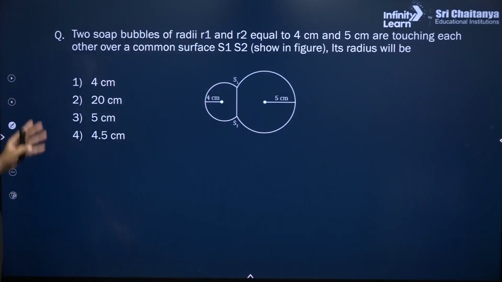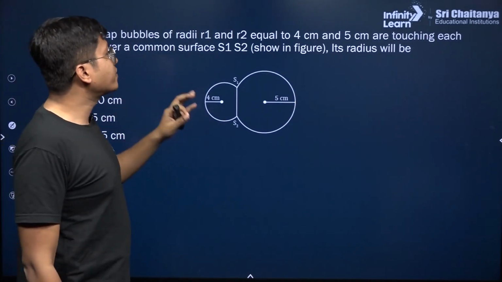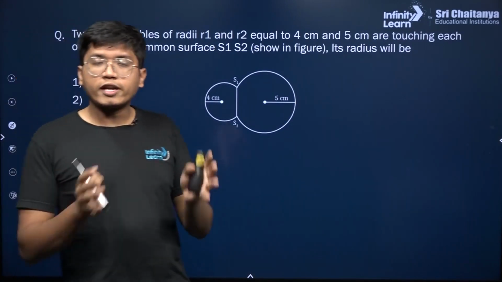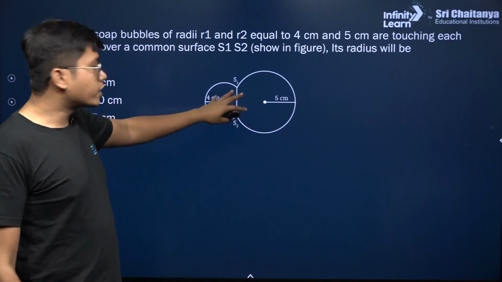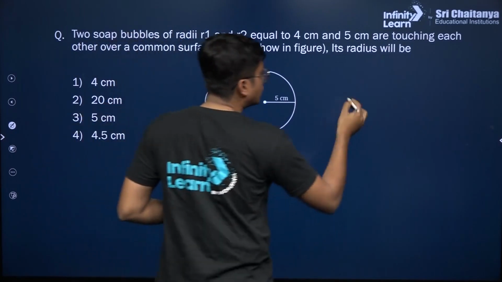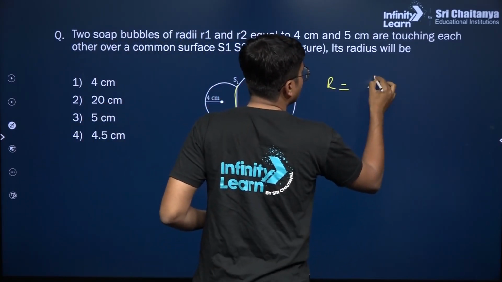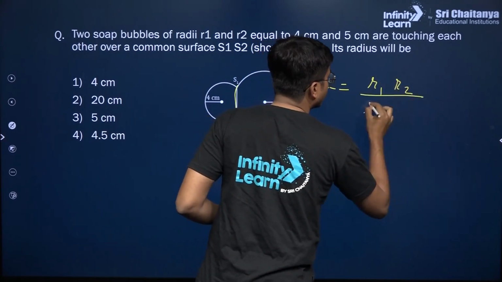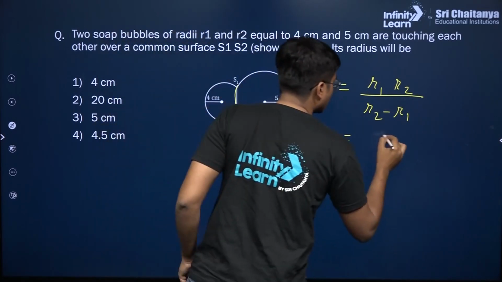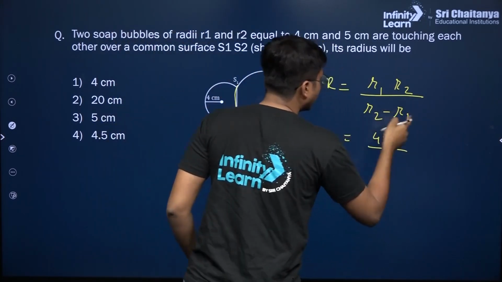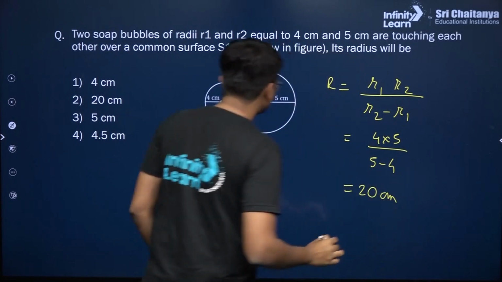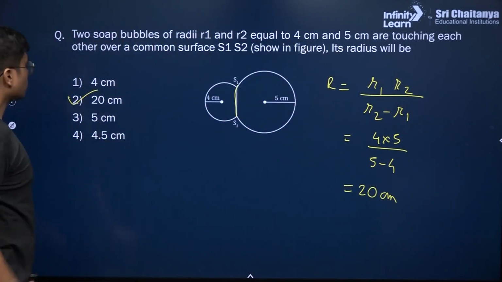Next one: two soap bubbles, radii R1 and R2 equal to 4 cm and 5 cm, touching each other over a common surface S1, S2. Its radius is, now I won't go into the derivation because this is a straight formula. This question is very common and has come multiple times. The formula for the radius of this is R is equal to R1 R2 divided by R2 minus R1. So 4 into 5 divided by 5 minus 4 is just going to be equal to 20 centimeters. So the correct option is option 2 over here.